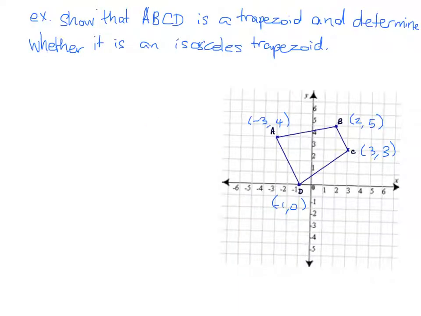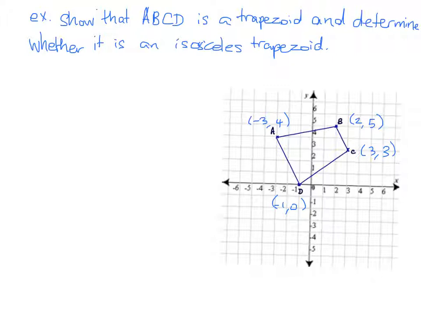Okay, so here we have a quadrilateral that looks like it may be a trapezoid, but we cannot be sure until we prove that it is. So the question is asking us to determine if it is a trapezoid, and if it is, to determine whether or not it's isosceles. So you may recall that a trapezoid has what? Yes, exactly. It has exactly one pair of parallel sides. So in order to figure out if it's a trapezoid, we have to determine if we have exactly one pair of parallel sides.